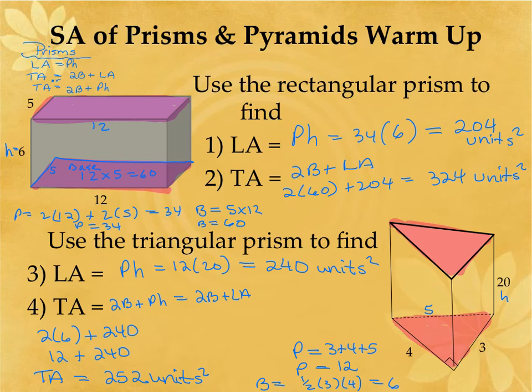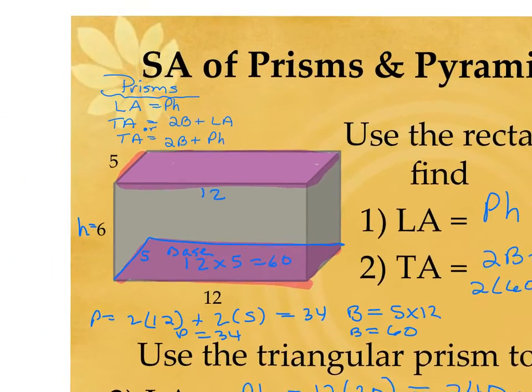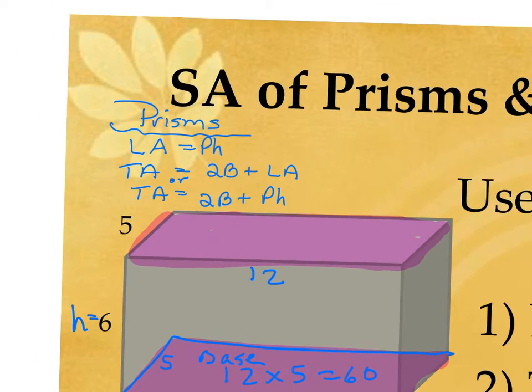Warm up for surface areas of prisms and pyramids. So here is the prism formula. Remember, to find the lateral area, you're going to find the perimeter and multiply it by the height. To find total area of a prism, you're going to multiply the base area times 2 and then add the lateral area. And again, remember, lateral area is perimeter times height.